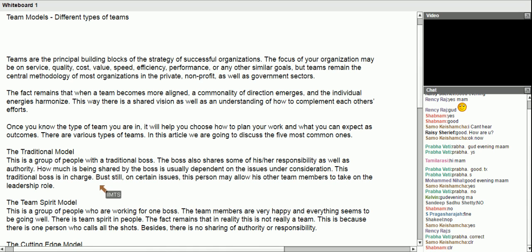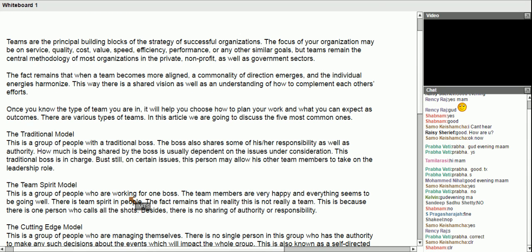This traditional boss is in charge, but on certain issues this person may allow other team members to take on the leadership role. Fine. So if you are in a traditional kind of team, you'll find one boss, but sometimes he's going to allow you to share and take on the leadership role. Fine. Is it clear?